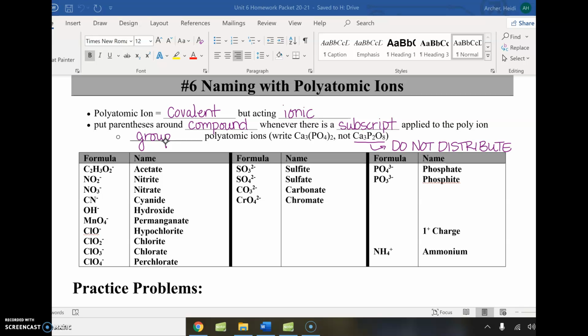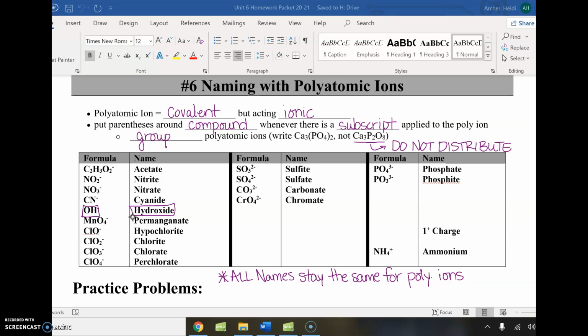So here are some common polyatomic ions in this chart here. And again, there are really no naming rules for polyatomic ions because all names stay the same. So when we go to name them, if it's OH, I'm just going to write hydroxide.